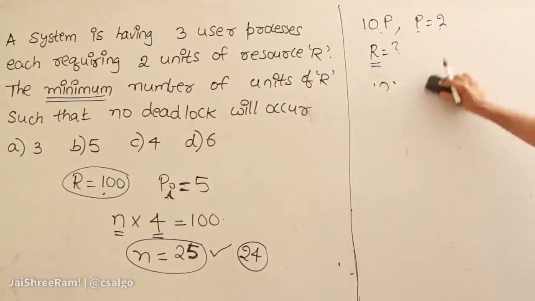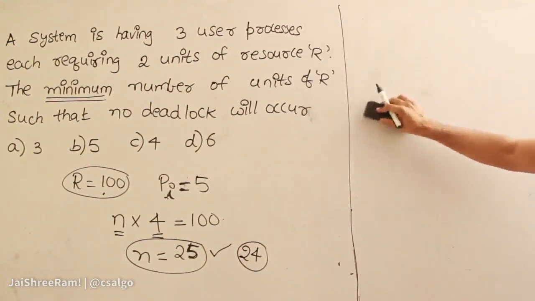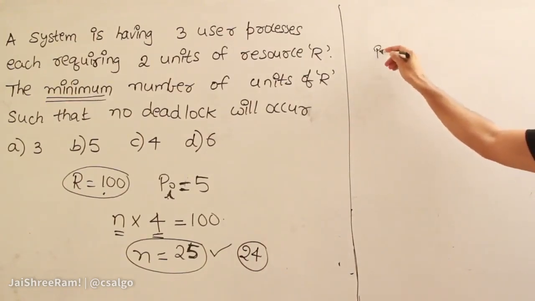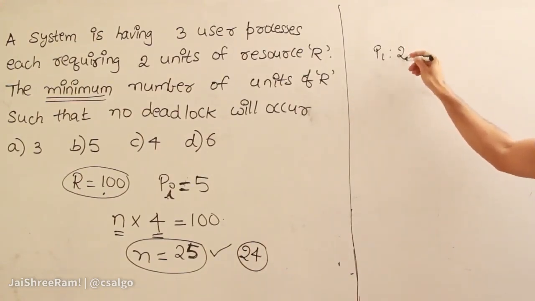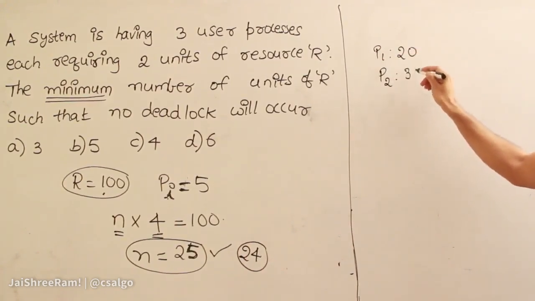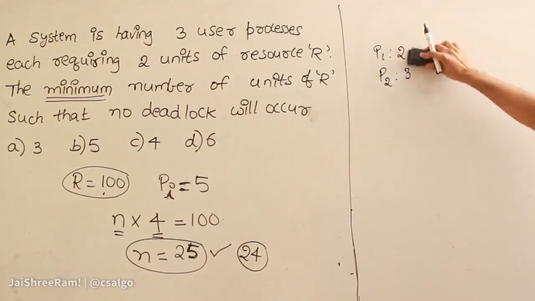So instead of taking all the resource requirements to be equal, let's answer this one. See this? Let us say the requirements are like this. P1 requires 20 resources to finish its execution and P2 requires 30 resources to finish its execution. Okay, let me keep the addition simple.